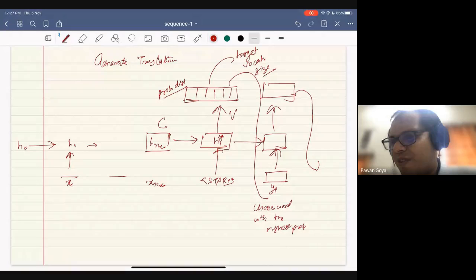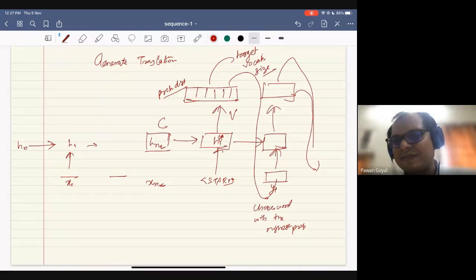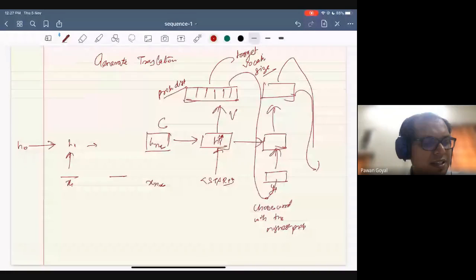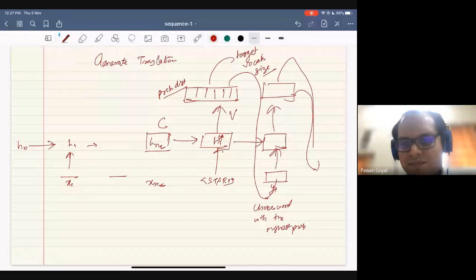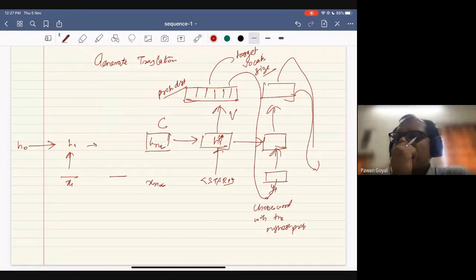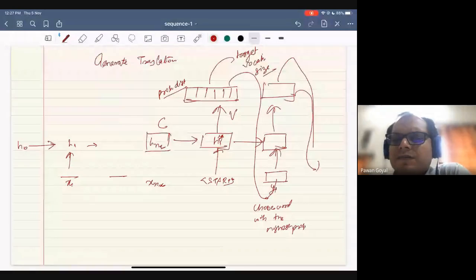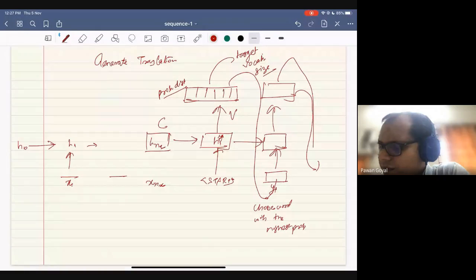Now I have some question, like when do I stop? I'm taking the word with the highest probability, I'm feeding that, generating another word, and so on. When do I stop this process? Should I continue generating words forever, or can I stop sometime? Is my question clear?